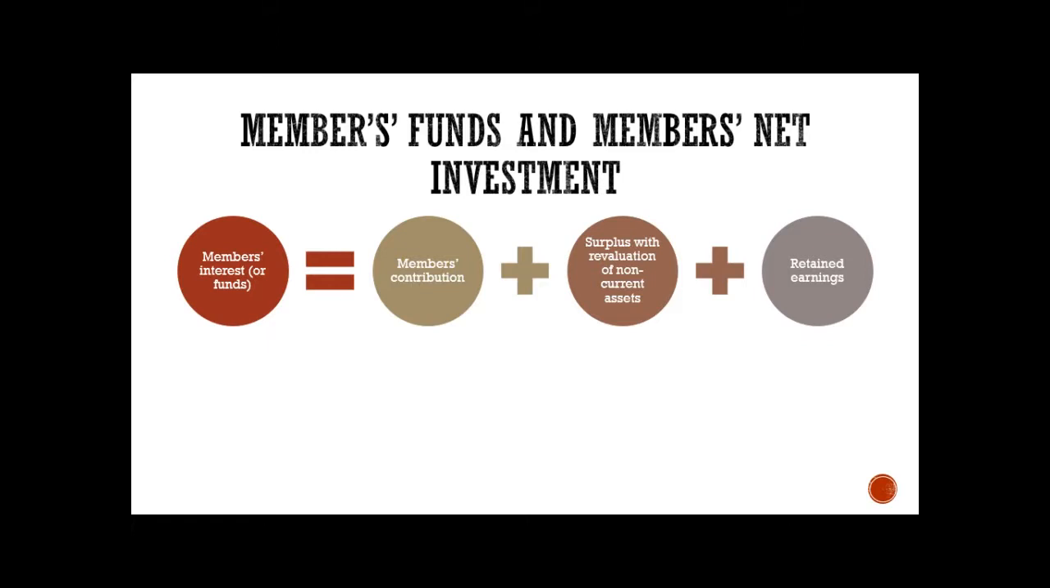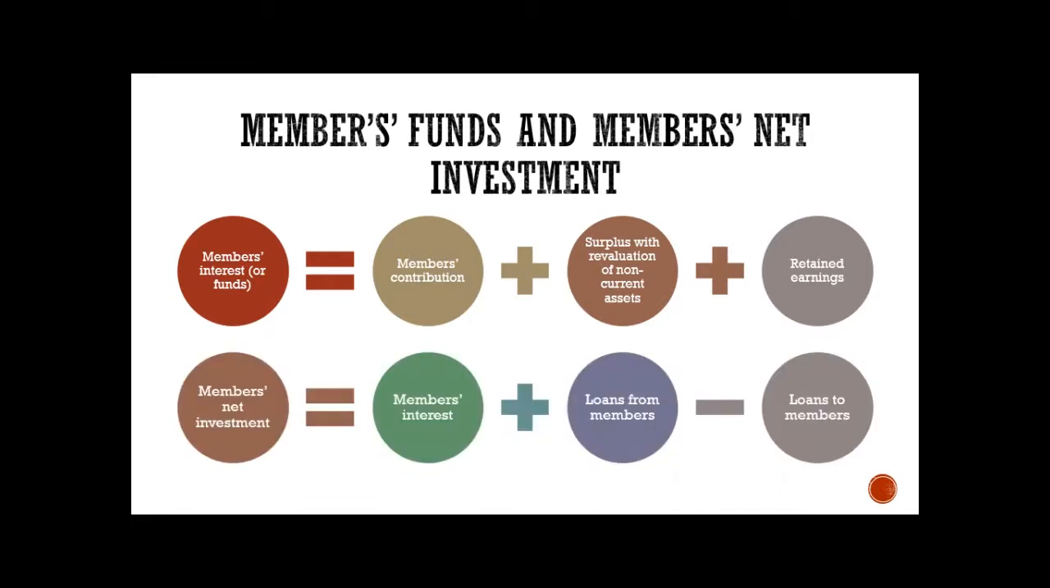And then your retained earnings is generally your profit and loss, your opening balances, and then less any amounts that was distributed out. Your members net investment is your members interest, so the first three items, and then you add loans from members. So that is money they lent to our CC, and loans to members is money the CC lent to the individual members. Okay, so that's why you add the loans from members as a positive to their members' interest, and you deduct loans to members from their net investment. Make sure that you know how to calculate these. They will ask it.